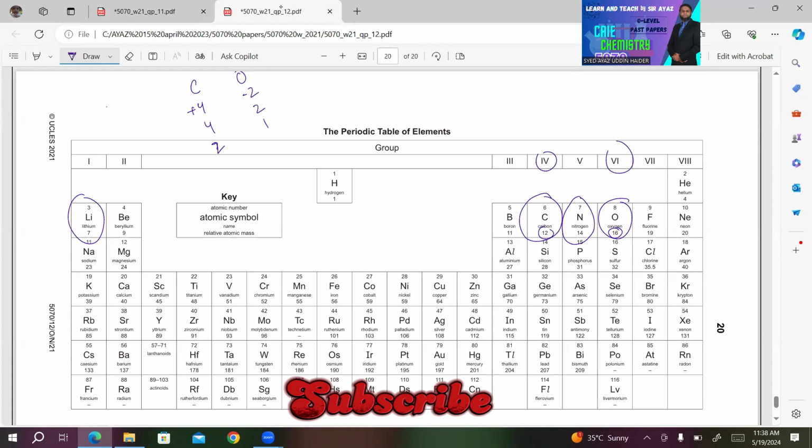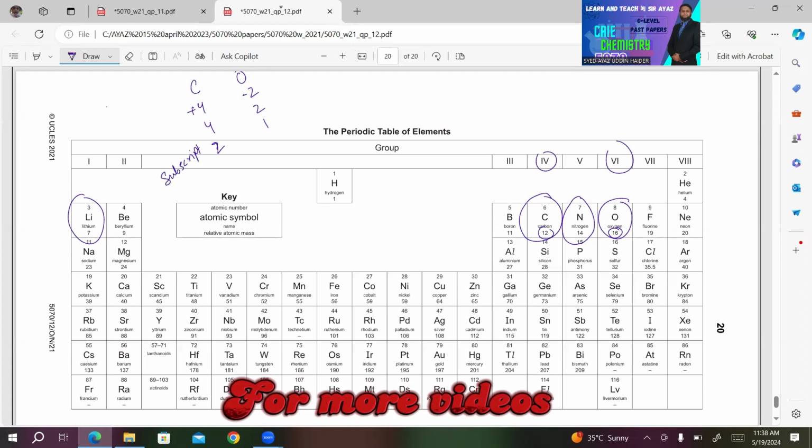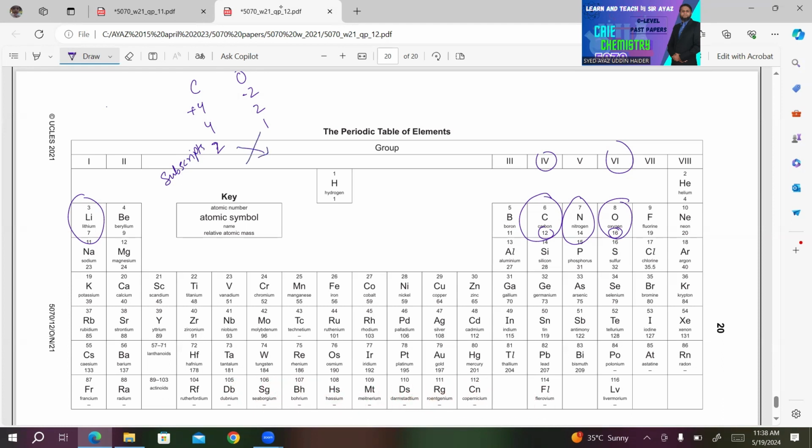Now these subscripts will be exchanged like this. So you'll get the formula CO2. There must be 1 carbon and 2 oxygen atoms in carbon dioxide.